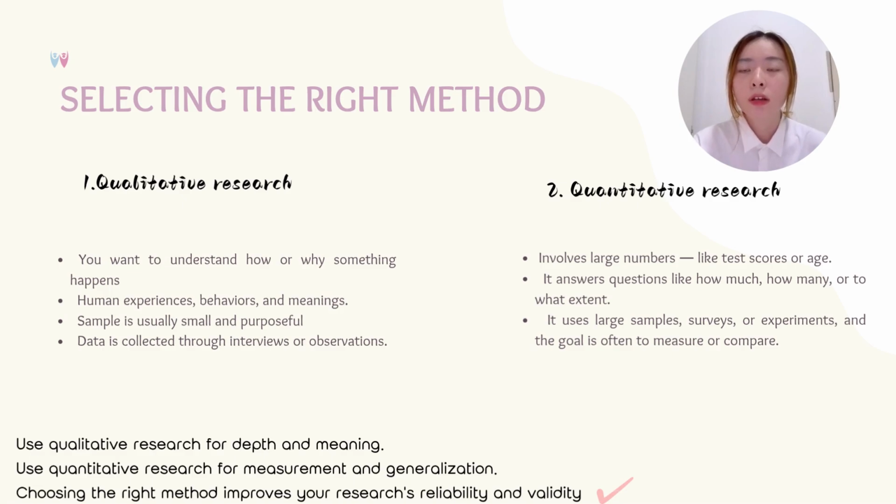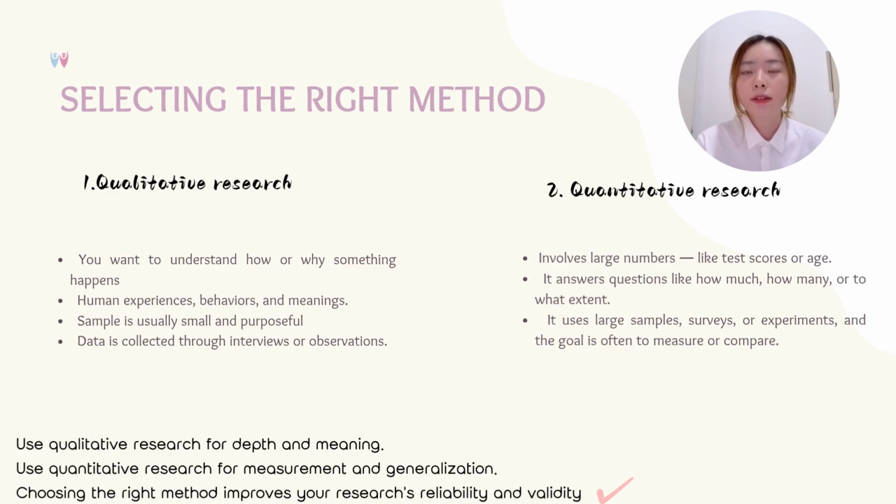Qualitative research is used when you want to understand how or why something happens. It focuses on human experience, behaviors, and meanings. The sample is usually small and purposeful, and the data is collected through interviews or observations. For example, you might explore how a community views education to develop a theory.